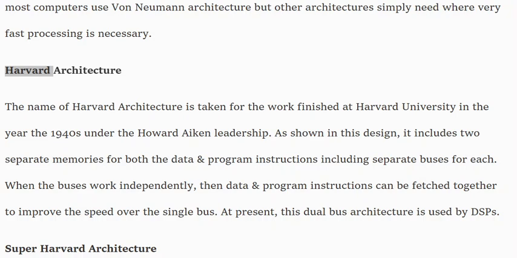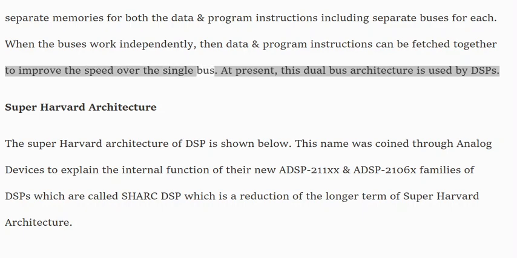Harvard architecture. The name Harvard architecture is taken from the work finished at Harvard University in the 1940s under Howard Aiken's leadership. As shown in this design, it includes separate memories for both the data and program instructions, including separate buses for each. When the buses work independently, data and program instructions can be fetched together to improve the speed over the single bus. At present, this dual bus architecture is used by DSPs.